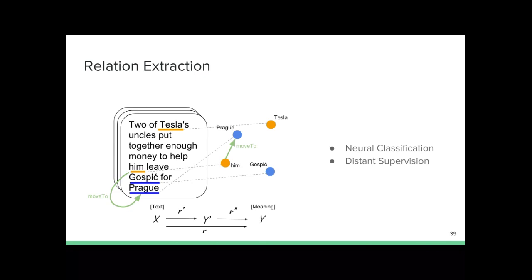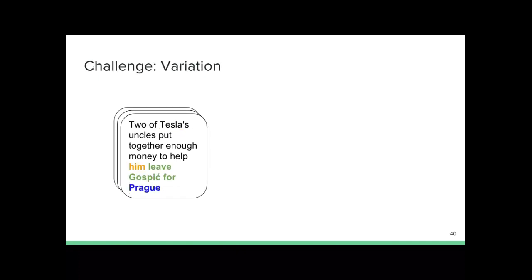It's usually today using some kind of neural classification model, and it's trained by something called distant supervision, which I'm going to describe in a nutshell now.